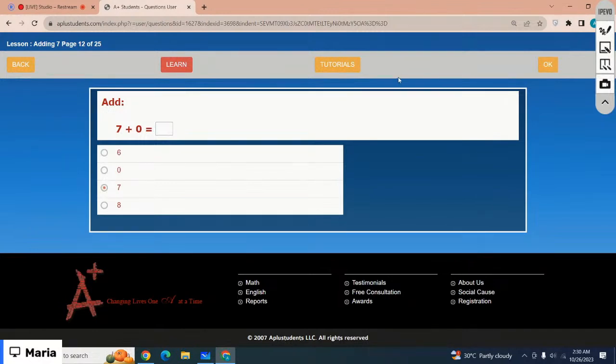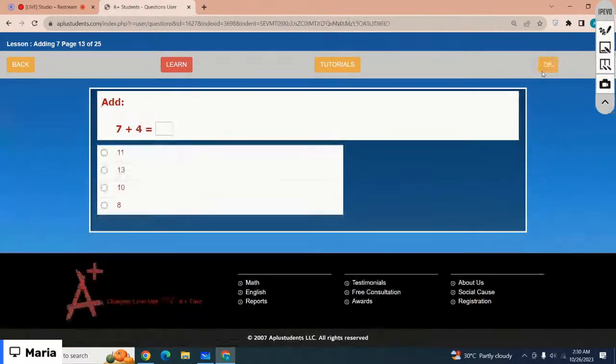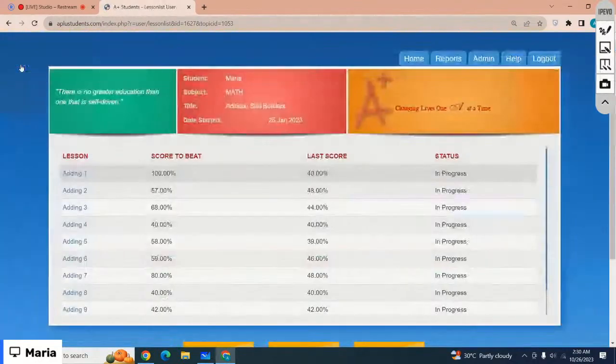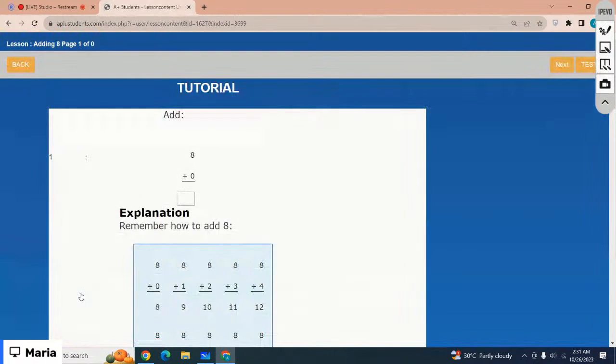It is right. Okay, you can complete the lesson by yourself later today. Let's just move on to the next lesson. The next one is adding 8. So let's just start with adding 8.